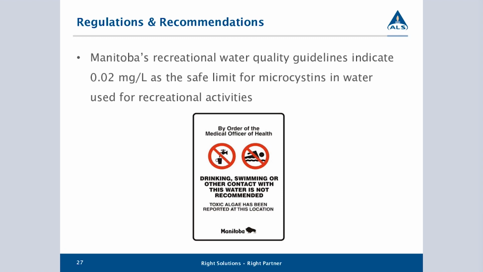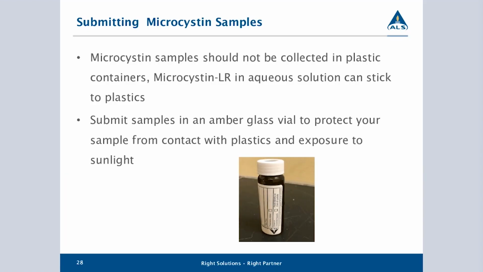Our province follows the Canadian guidelines, and Manitoba's recreational water quality guidelines indicate 0.02 milligrams per liter as the safe limit for microcystins in water used for recreational activities. On screen, I have a sign that's posted by the province of Manitoba when toxic levels of algae have been detected, and once a sign is posted, it remains in place until levels are back to a safe level.